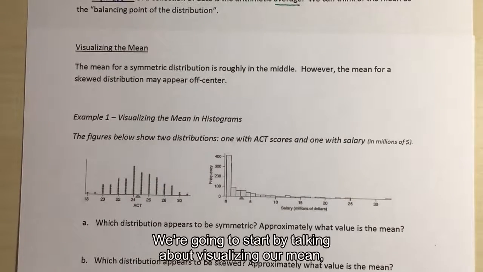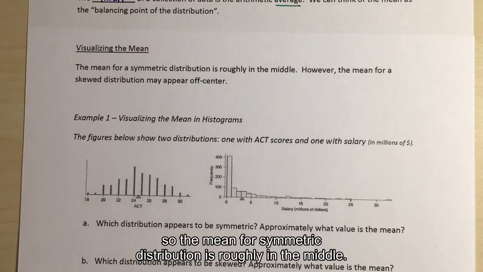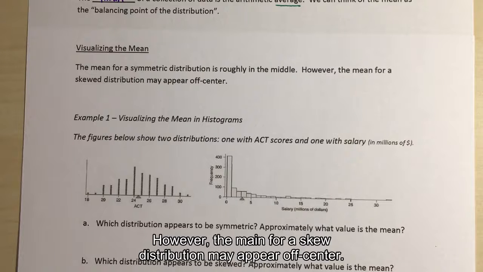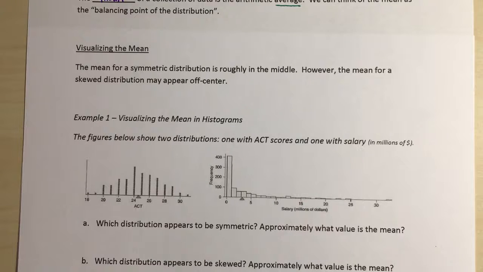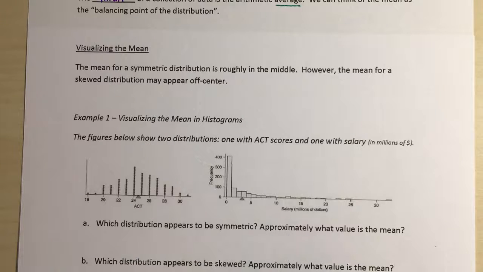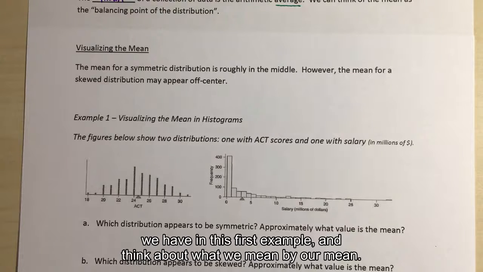We're going to start by talking about visualizing our mean. The mean for a symmetric distribution is roughly in the middle. However, the mean for a skewed distribution may appear off-center. Again, in this section, we are going to focus on symmetric distributions. So we're going to look at these two images here in this first example, and think about what we mean by our mean.